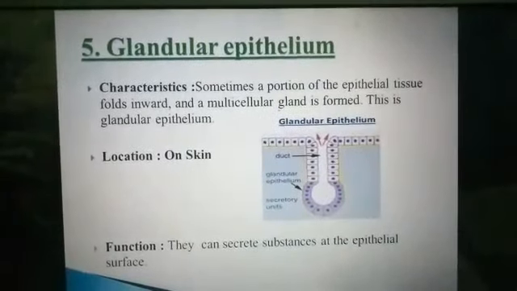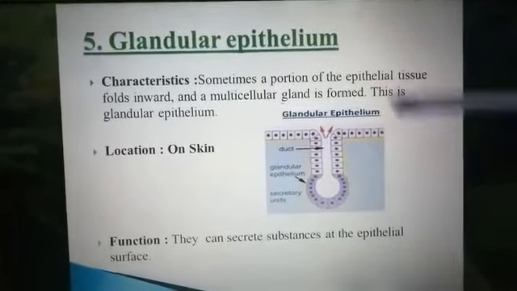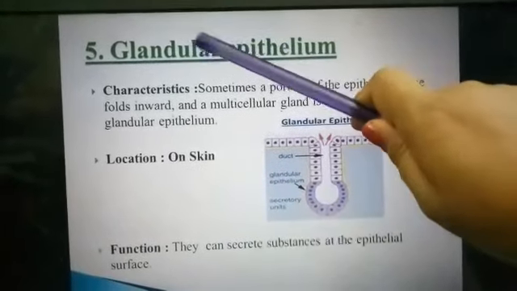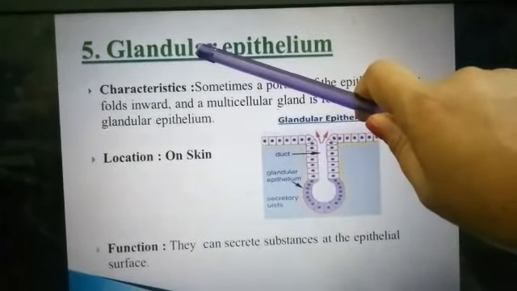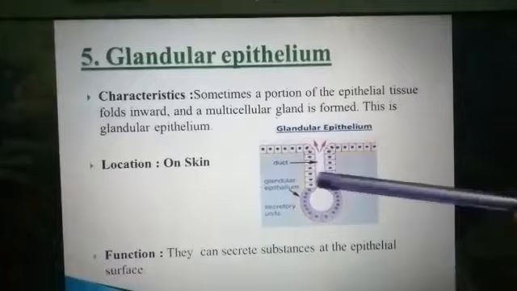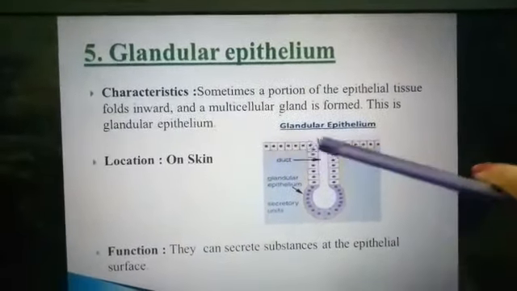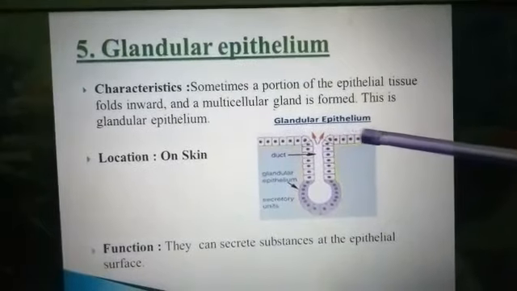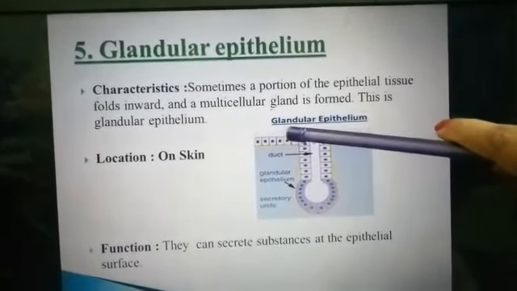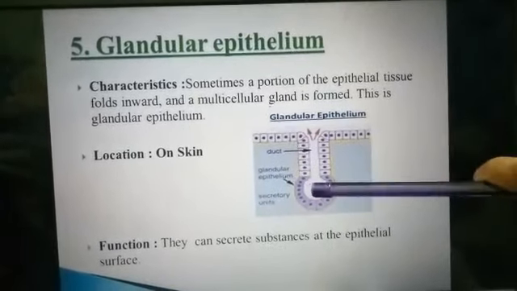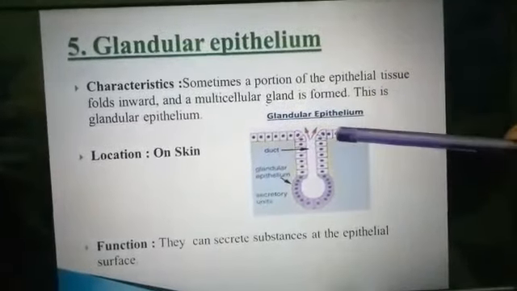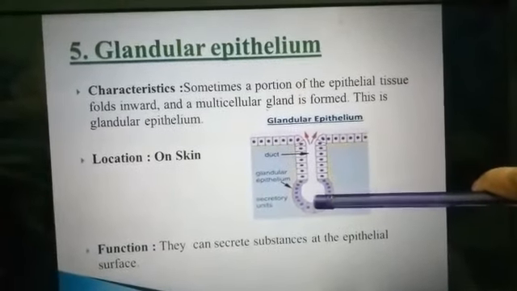Then number 5 is glandular epithelium. As the name indicates, if there is a gland in the epithelium, okay, if there is presence of glands, that means it is glandular epithelium. Sometimes a portion of epithelial tissue folds inward. Just look here. The first one is epithelial tissue. It is folded inwards, right? So now it turns into glandular epithelium.